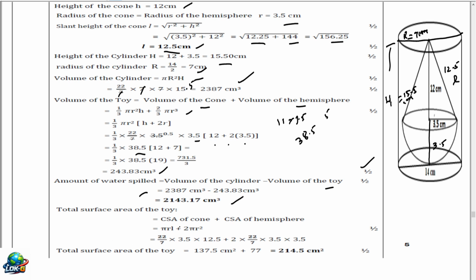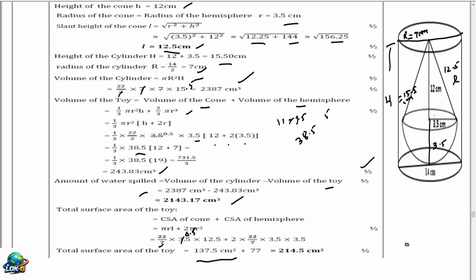Total surface area means curved surface area of the cone plus curved surface area of the hemisphere. Curved surface area is pi r l plus 2 pi r square. 22 by 7, r is 3.5, l is 12.5, plus 2 into 22 by 7 into 3.5 into 3.5. If you simplify this, 7 1s are 7, 5s are 22 into 0.5 will be 11. If you multiply this with 12.5, you will get 137.5.